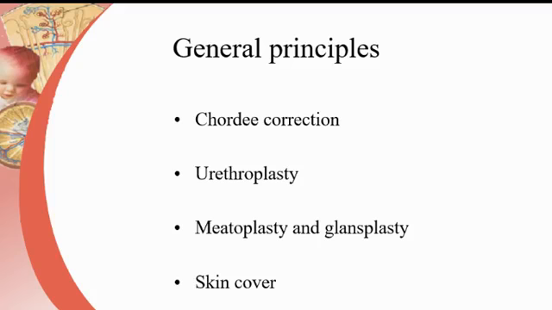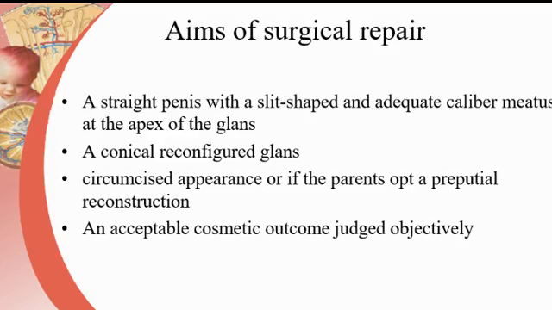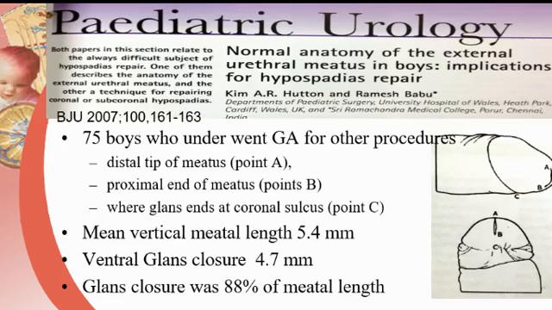Now, the general principles of hypospadias repair include chordee correction, urethroplasty, meatoplasty, and glanuloplasty, and providing the skin cover. So the aims of the surgical repair are to provide a straight penis with a slit-shaped meatus, of adequate caliber, at the apex of the glans, a conical reconfigured glans, a circumcised appearance, or if the parents want, a preputial reconstruction, and an acceptable cosmetic outcome, just judged objectively. So we looked at the normal anatomy of boys without hypospadias.